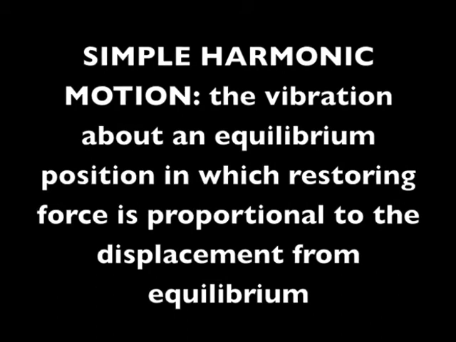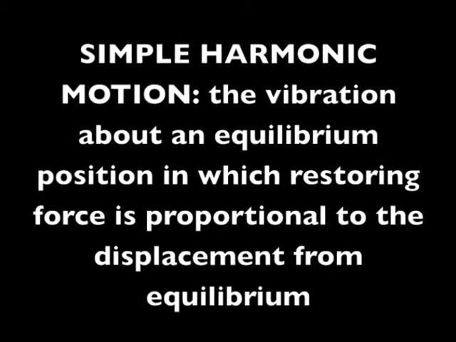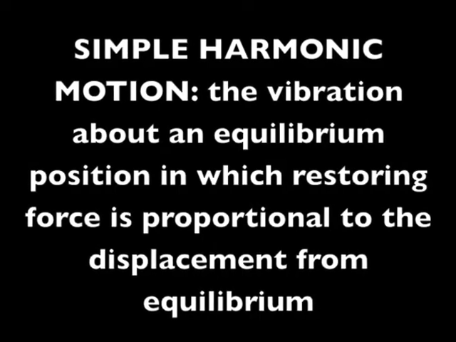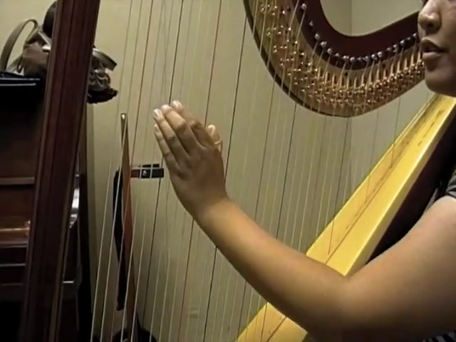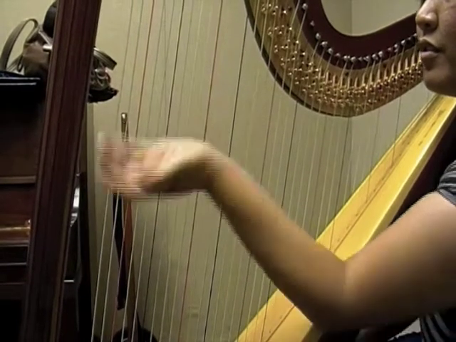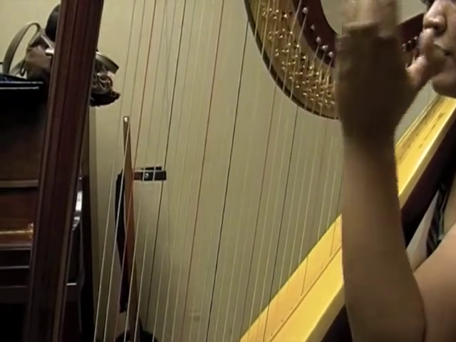Simple harmonic motion means the vibration about an equilibrium position in which the restoring force is proportional to the displacement from equilibrium. Charlene is playing a harmonic on the harp. She positions her hand in the middle of the D string while also maintaining her hand position in the shape of a C. As she plucks away from the string, the sound waves hit the walls of Charlene's hand, producing a harmonic.